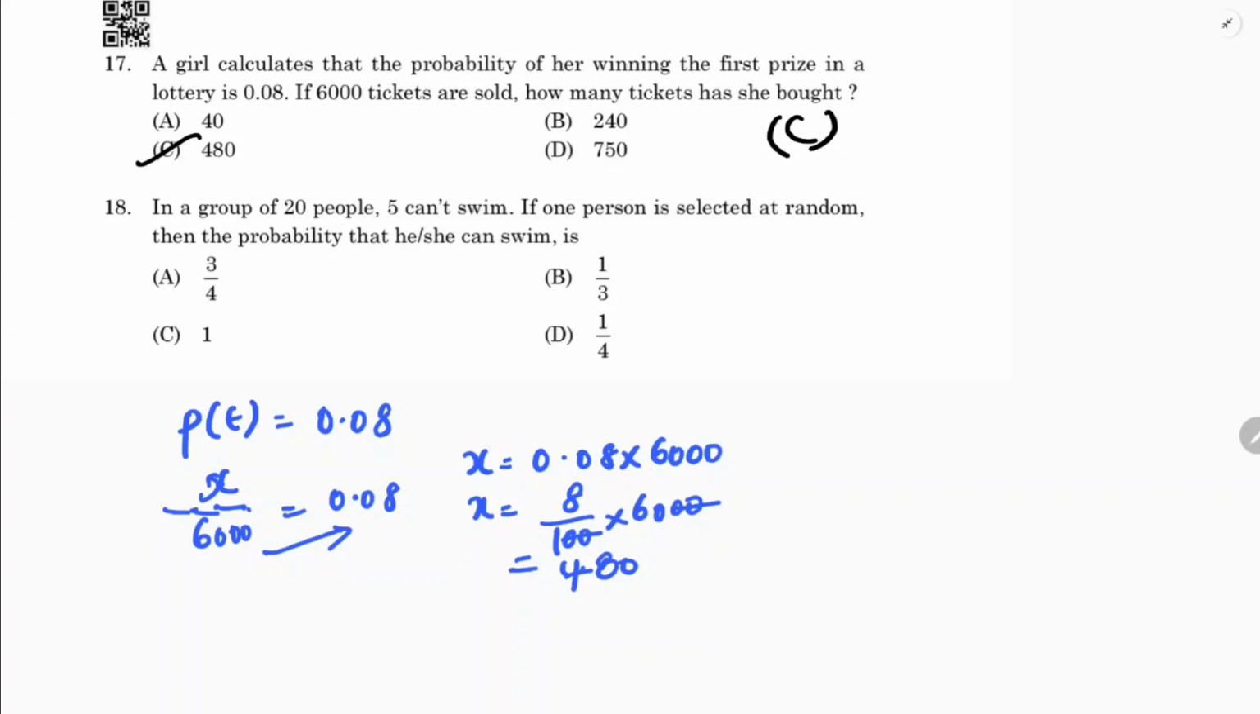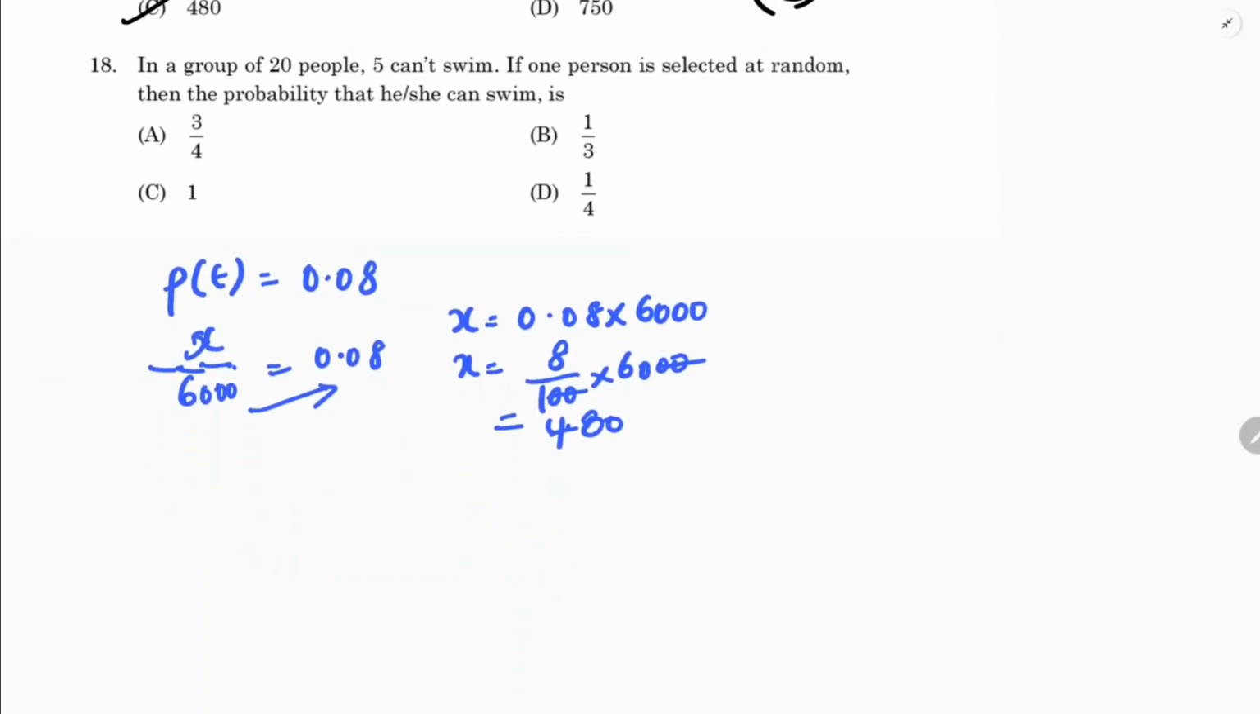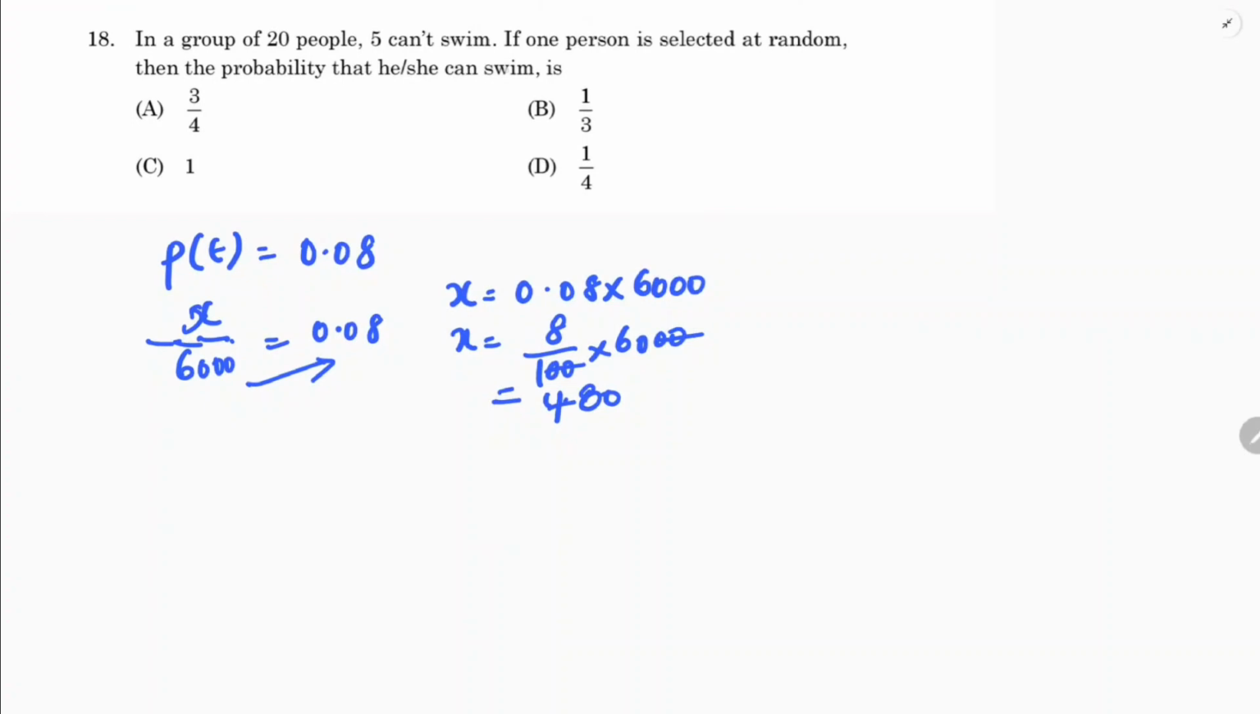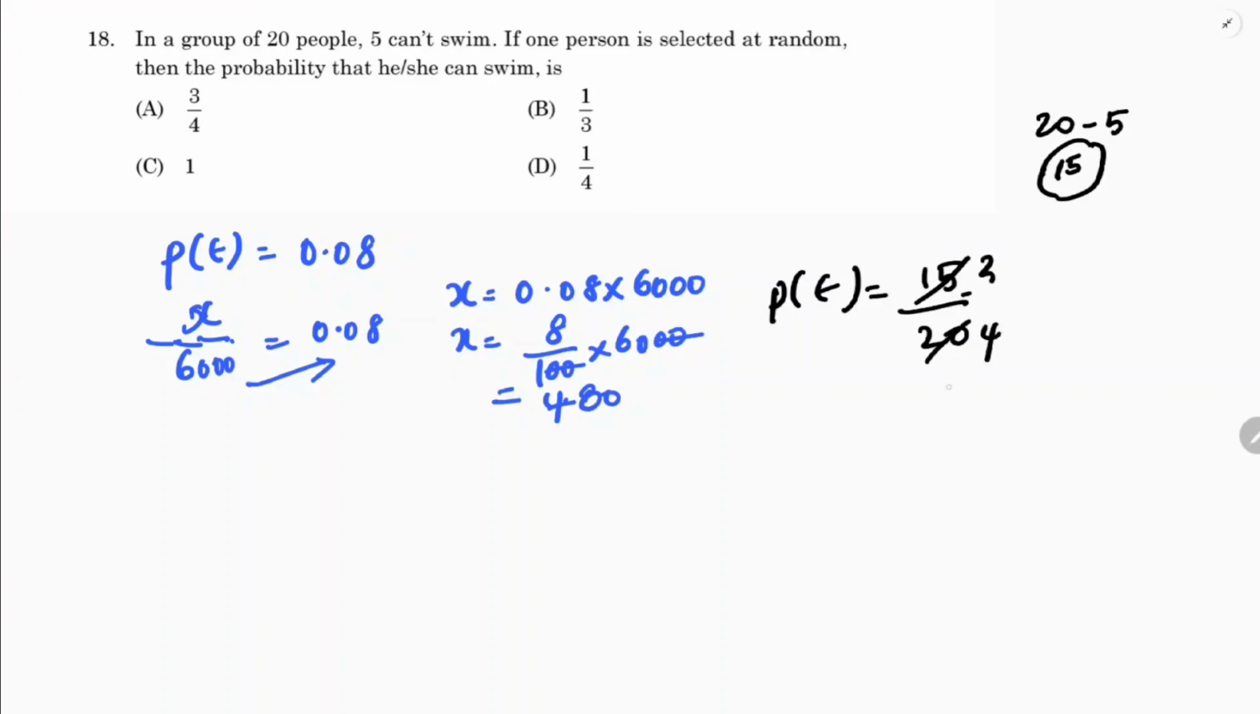Next one, in a group of 20 people, 5 cannot swim. If one person is selected at random, then the probability that he or she can swim. So the probability of an event is number of favorable outcomes. See, out of 20, if I take out the 5 who cannot swim, the number of people who can swim is 15. 15 out of total 20. 5 times 3, 5 times 4. So the probability of the event is clearly 3 by 4. So the correct option is A.